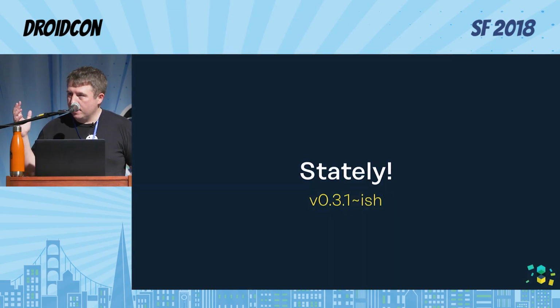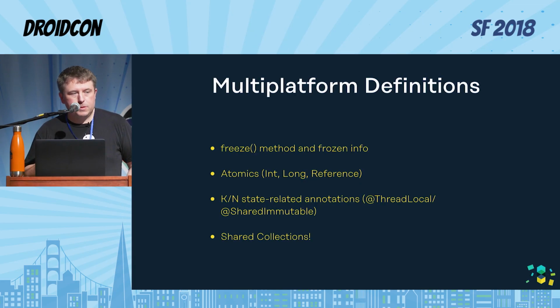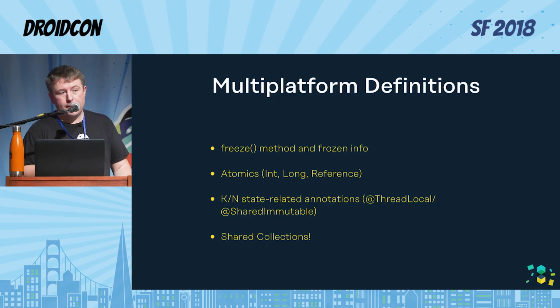Stately, which is the thing I had in there before, which I announced at Droidcon UK, is essentially something that facilitates a lot of that stuff. There's only the freeze method in Kotlin Native, so this defines a multi-platform version that does nothing on Java. And then it defines multi-platform atomics and some annotations from Native that do nothing on Java. The more interesting thing, which is a little weird, is that I defined a whole bunch of shared collections that are all implemented with atomics. So it's a hash map implemented with atomic references, things like that.